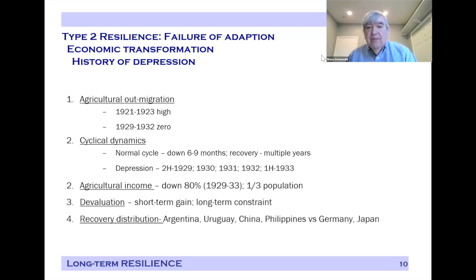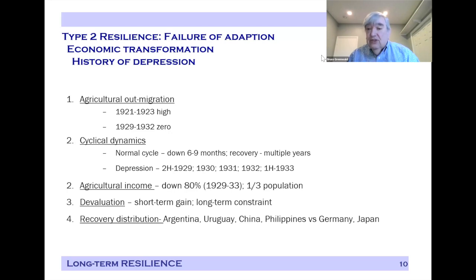Agricultural incomes between 1929 and 33 in nominal terms fall by 80%, and about a third of the population is employed either directly in agriculture or in services in farm communities, so that it's not surprising that that brings down demand in the industrial economy too. In terms of devaluations, there are short-term gains, and you do see when people devalue and go off the gold standard that things get better, but there are long-term constraints.